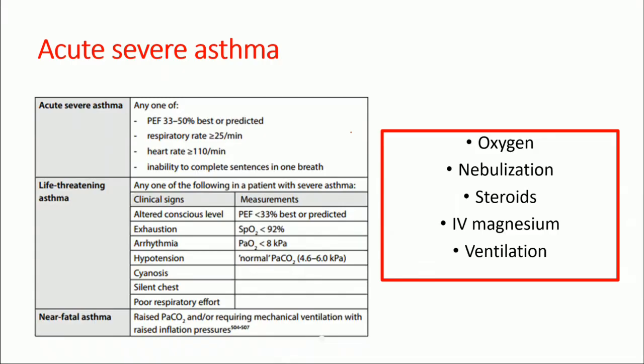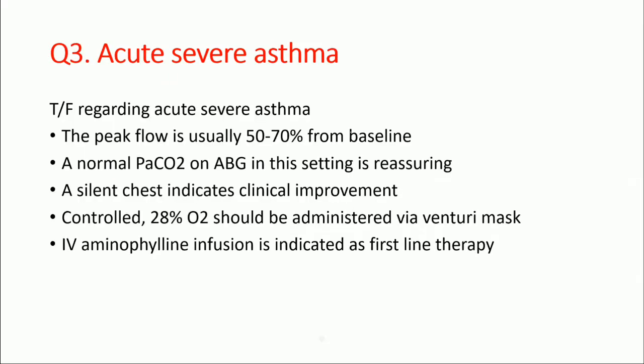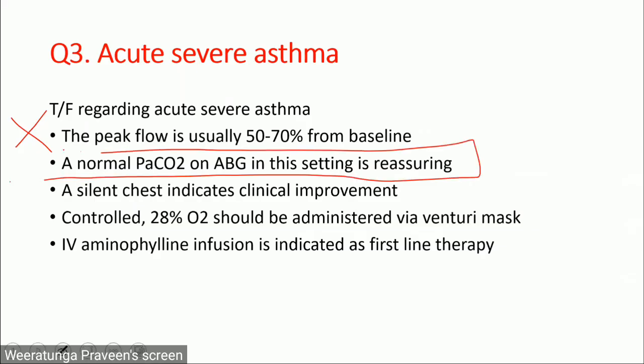The peak flow, best or predicted, 33 to 50%. Respiratory rate more than 25. Heart rate more than 110. But again, as I told you, inability to complete sentences in one breath is a good bedside test for acute severe asthma. Right. So peak flow is 33 to 50%. This is something I told you during the appointment. What about this normal CO2 business?